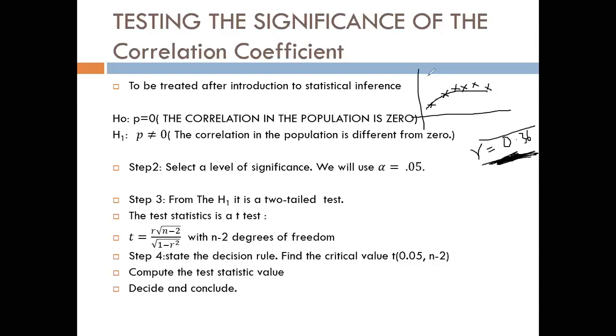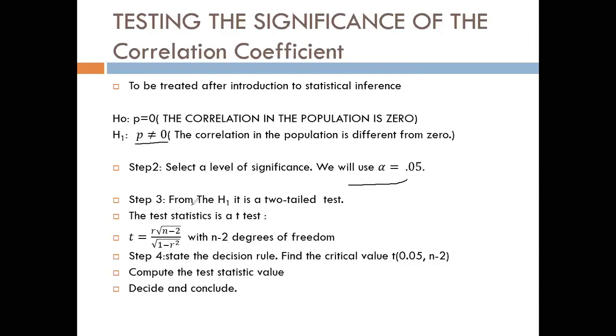And to do that, we employ a hypothesis testing technique. So like any hypothesis testing technique, step one, you have to state your null and the alternate hypothesis. In this case, the null hypothesis says your R, or sometimes we use rho, is equal to 0. If it's 0, then it means there is no correlation. And then the alternate is rho is not equal to 0.